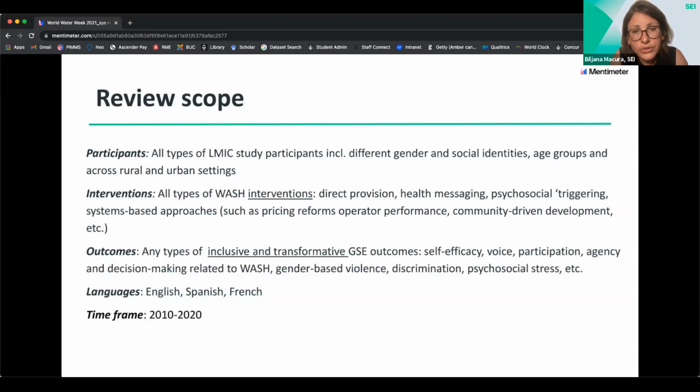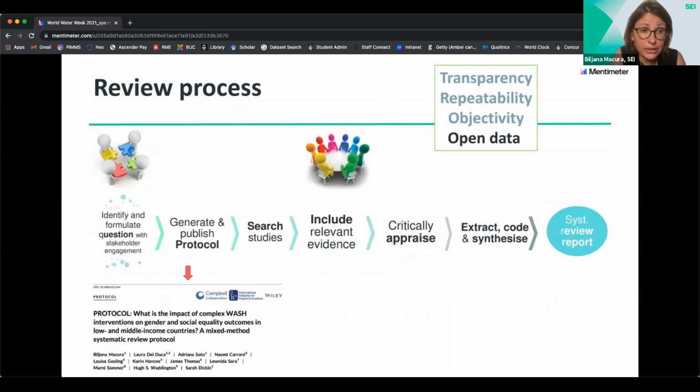But we are not including studies that are not actually evaluating interventions, which means that, for example, if someone studies a general concept of mental health related to poor water supply, this will not be included. We are focusing on any types of lower and middle income country contexts, including participants from different gender and social identities, age groups, and across urban and rural settings in the literature in the last 10 years.